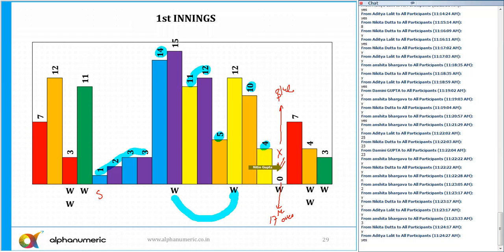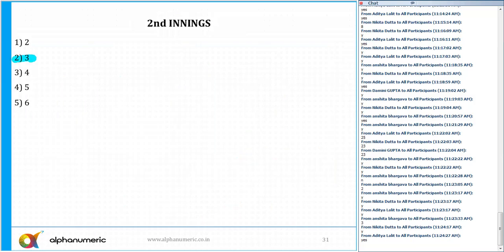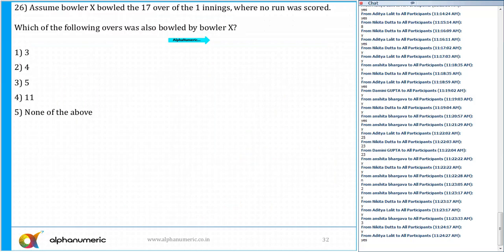So he has bowled in the 5th over, then the 7th over, and the 9th over also. He has bowled the 5th, 7th, and 9th over also. So the answer for this question is option 3, the 5th over. Is that clear to all of you now?